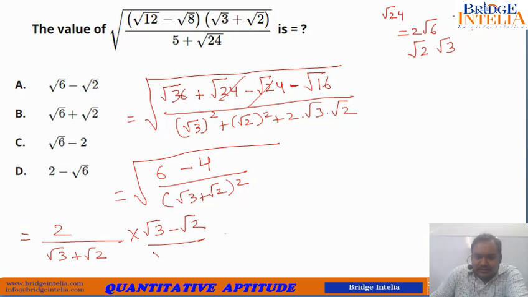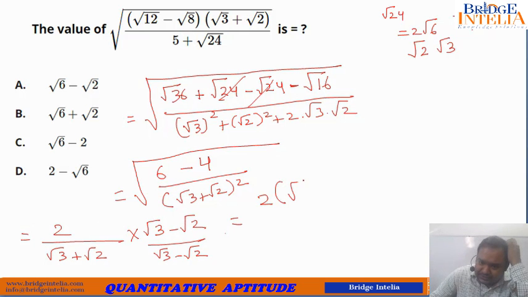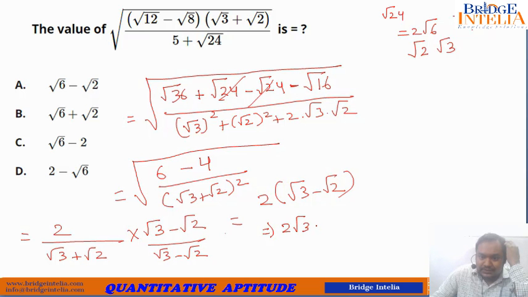You can rationalize this by multiplying both numerator and denominator by its conjugate. So the moment you do that, what do you get? This is 2 into (root 3 minus root 2), and the denominator becomes 1. Okay? So this comes out to be equal to 2 root 3 minus 2 root 2.